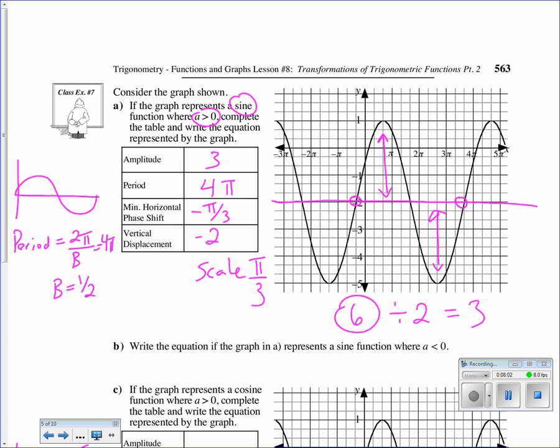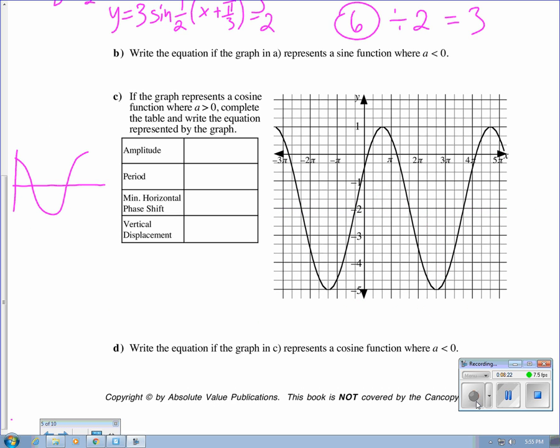So now write the equation. y equals a, which is 3, times the sine of b, which is a half, times x plus pi over 3 to make it shift left, then minus 2. So I'm going to leave you to do the sine function where a is less than 0. Possibly when we're watching it in class, we can generate that on the board.